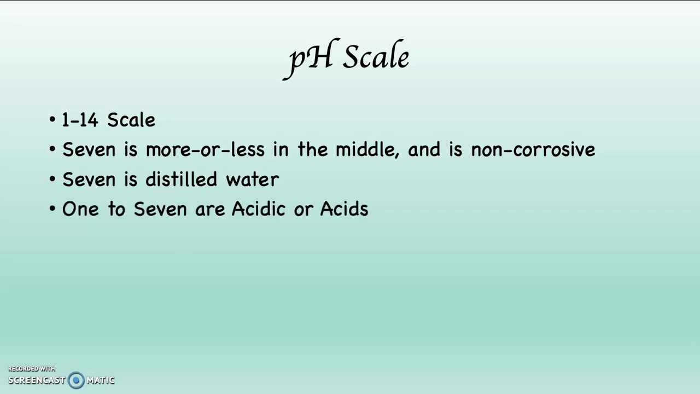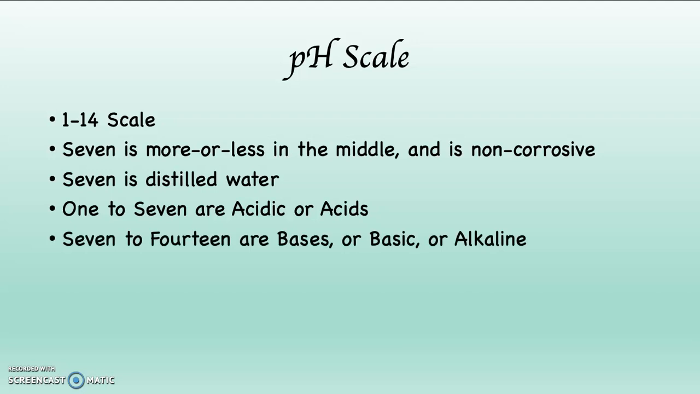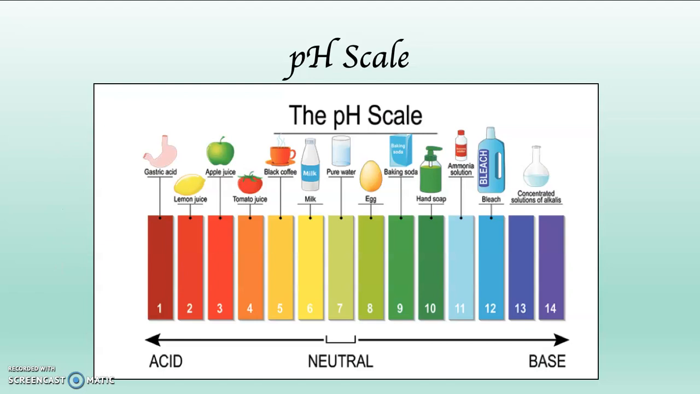From 1 to just about 7, substances are considered acidic or acids. And then above 7 to 14, substances are considered bases or basic or alkaline. All of those words mean the same thing. Let's look at it. Here's a kind of fun little scale. You look in the middle, you can see neutral. As you go to the left, acidic, and as you go to the right, basic.